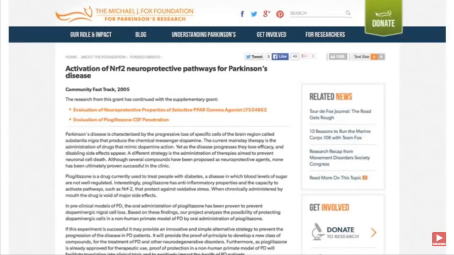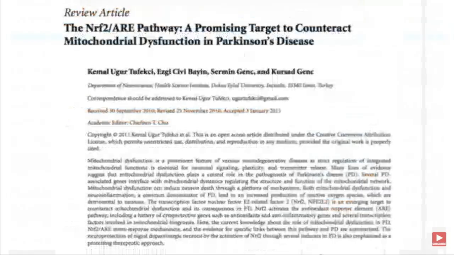We're talking about Parkinson's disease. Many of you guys know the Michael J. Fox Foundation for Parkinson's Research, and they are now actively studying Nrf2 as a protective mechanism in Parkinson's disease. I don't know where they're at in the research on that and how much longer it's going to be, but it'll be interesting to see that study when it comes out.